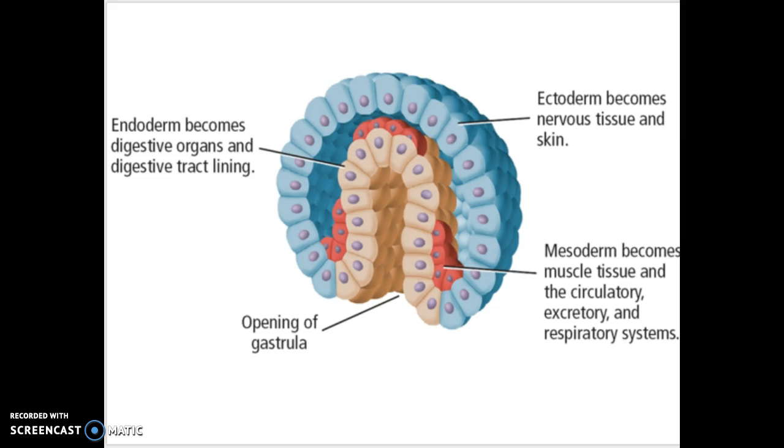So here we have the three layers shown. Again, the endoderm becomes digestive organs. The mesoderm becomes muscles, circulatory, respiratory. And then the ectoderm becomes nervous tissue and skin.